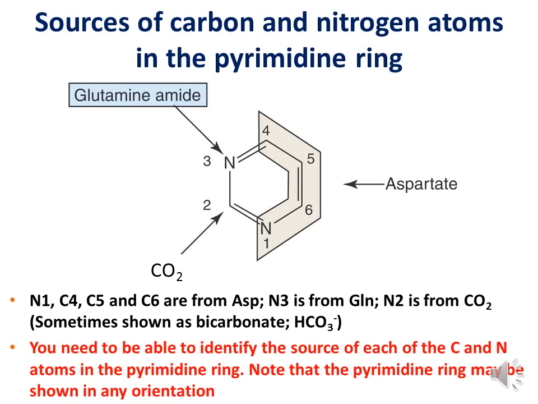This figure shows the sources of carbon and nitrogen atoms in the pyrimidine ring. Nitrogen 1 and carbons 4, 5, and 6 are donated by aspartate. Nitrogen 3 comes from glutamine, and nitrogen 2 comes from carbon dioxide. You need to be able to identify the source of each of the carbon and nitrogen atoms in the pyrimidine ring. Please note that the pyrimidine ring may be shown in the opposite orientation.